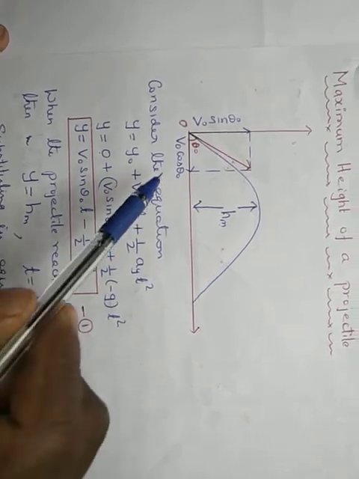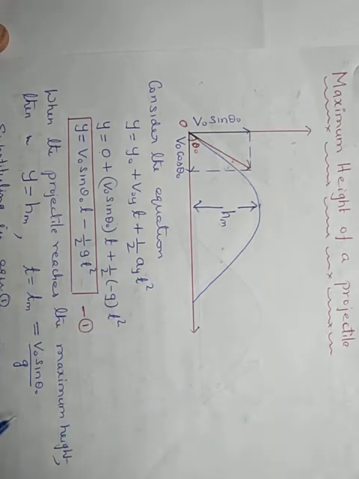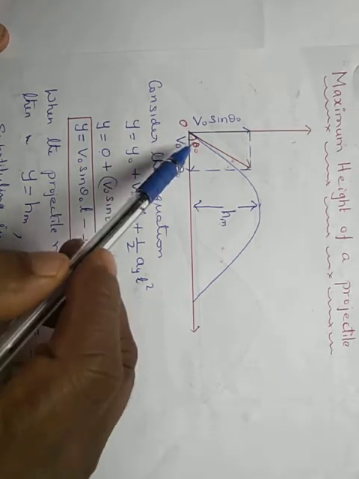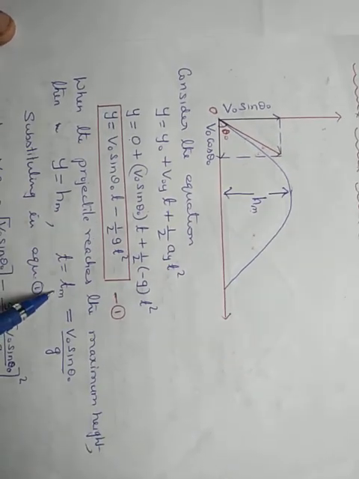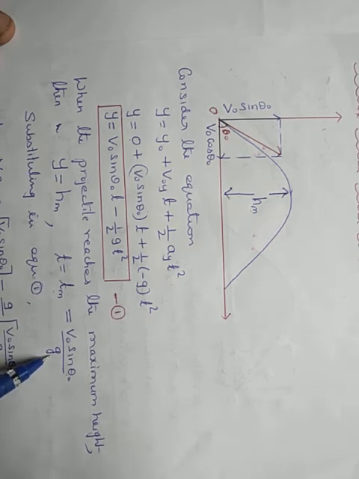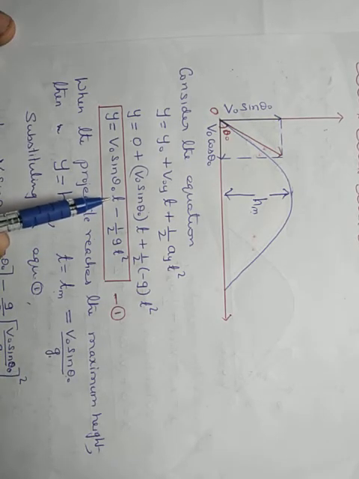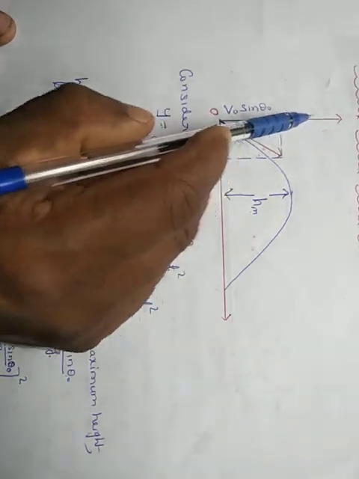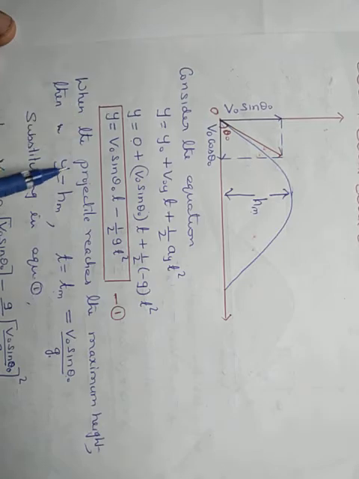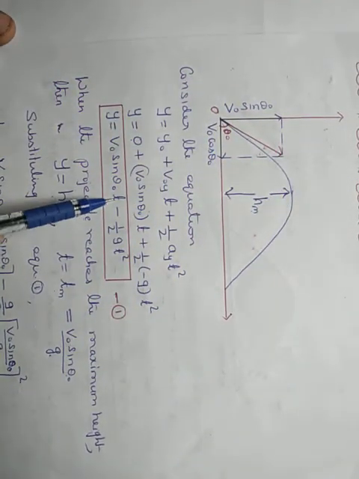Okay, when the object reaches the maximum height, what is the time? In the previous derivation we derived the time taken to reach the maximum height, that will be Tm equal to v naught sin theta naught by g. In this equation, along the y axis, when the object reaches maximum height, y can be written as hm and t can be written as tm.